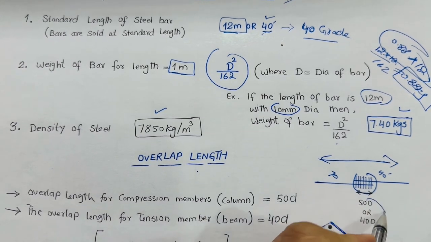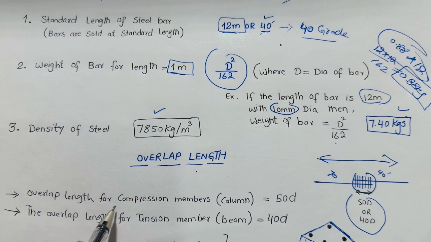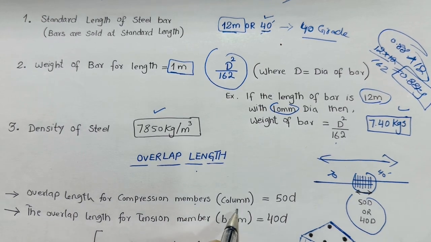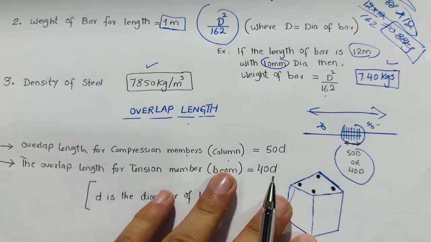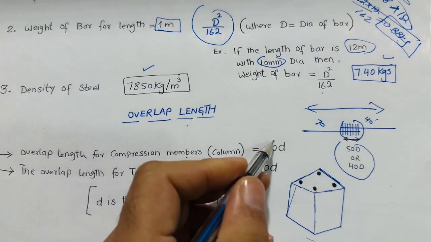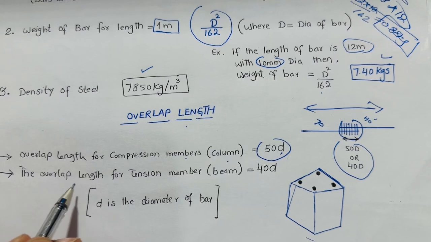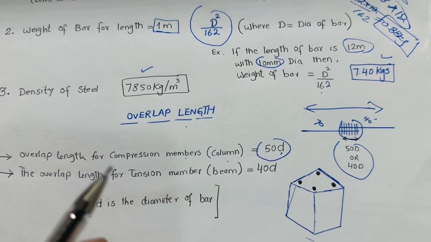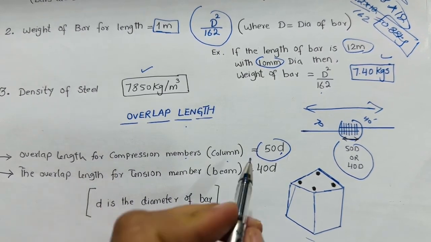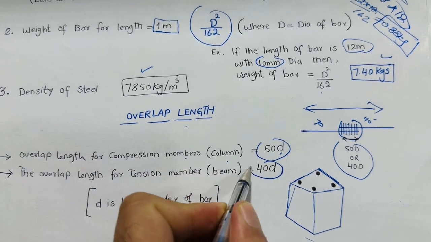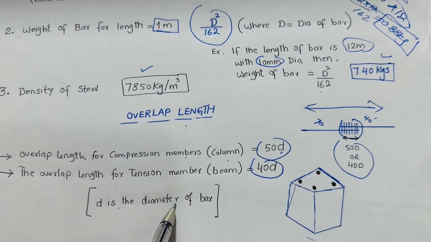Remember, guys, 50D or 40D. Here, the overlap length for the compression member, column. Guys, you can see this is a column which is a compression member. So use 50D, where D is the dia of the steel rod, okay? Next, the overlap length for the tension zone, or if that is a beam or slab, D is the diameter, okay?